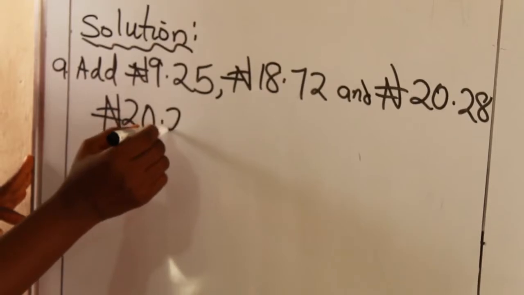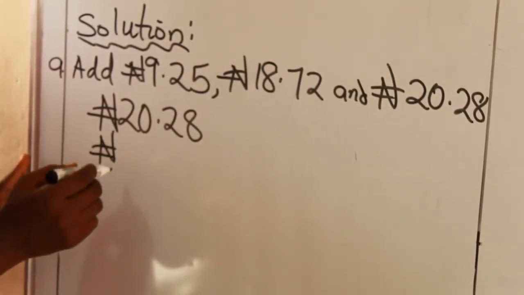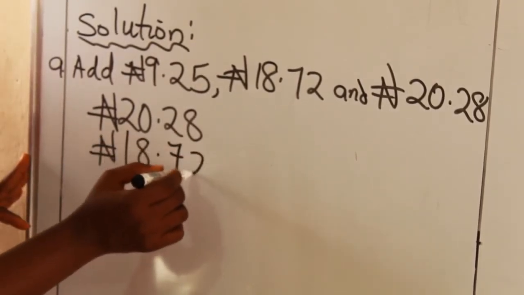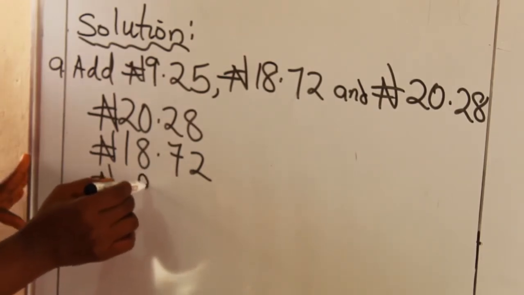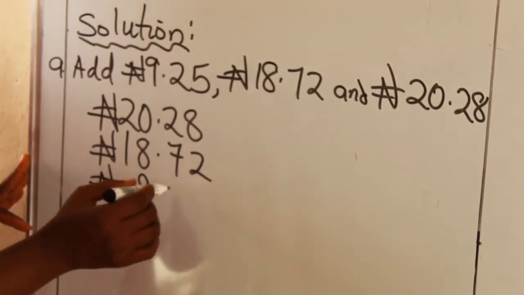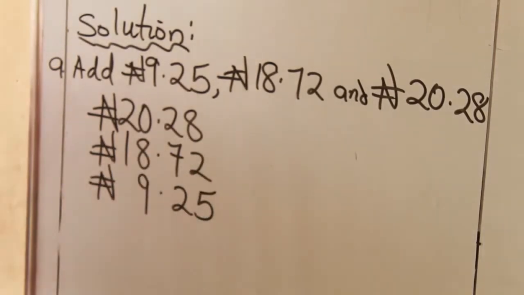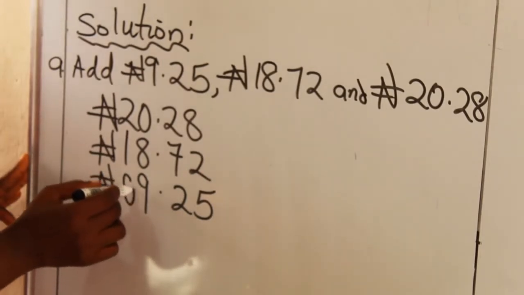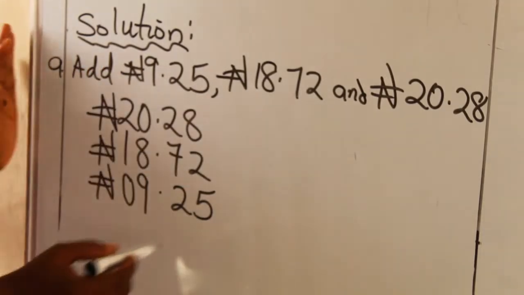20 naira 28 kobo, followed by, I hope you see the way I'm writing mine, 18 naira 72 kobo, and then the last one now, 9 naira. Note your notation where you fix your numbers. 25 kobo. 9 naira 25 kobo. And so children, I can say let's add a little, an invisible zero. Just take it that you are not seeing that zero, just to balance up this point.